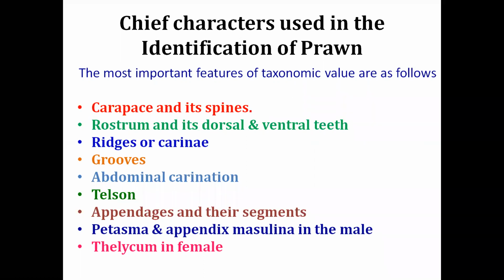Then we will see the petasma and appendix masculina in the male. These are male specific characters. And then the thelycum in the female. So these are some of the chief body parts which have taxonomic value, and we will take all these listed parts one by one.